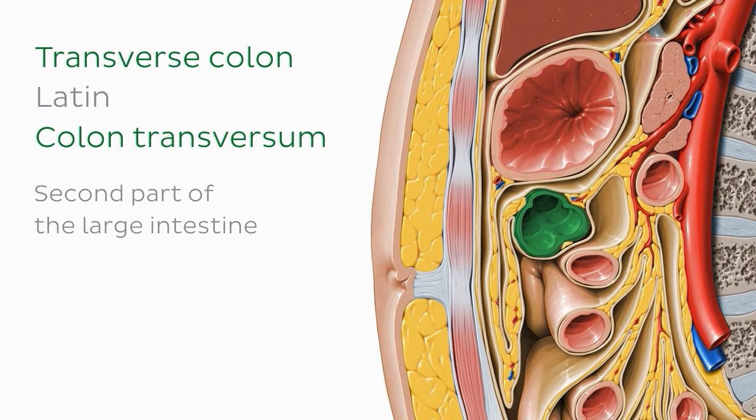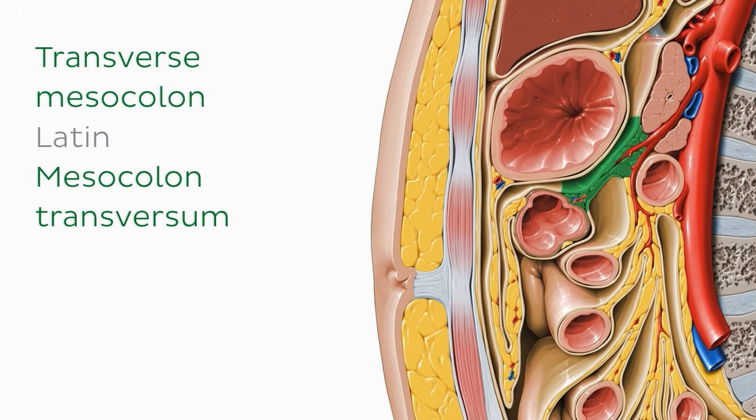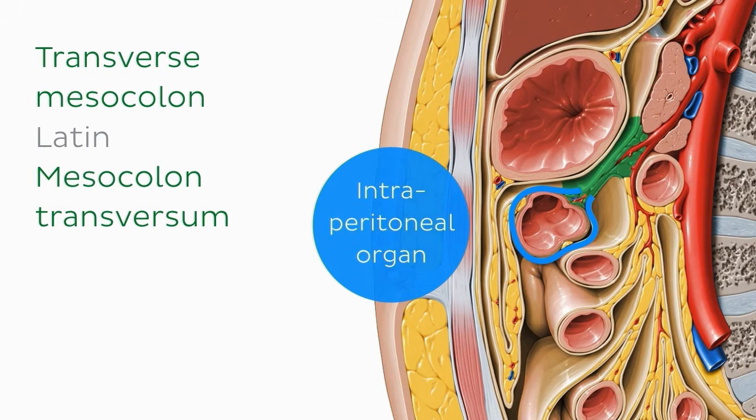Because of its proximity to the stomach, the transverse colon needs to be somewhat mobile, and it is suspended by the next structure we're going to be looking at, which is the transverse mesocolon. And although most of the large intestine is retroperitoneal, a layer of peritoneum extending from the transverse mesocolon completely surrounds the transverse colon, so it is considered an intraperitoneal organ.